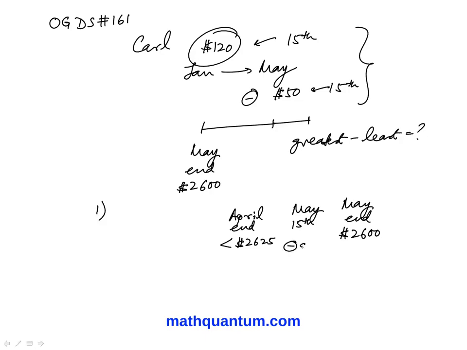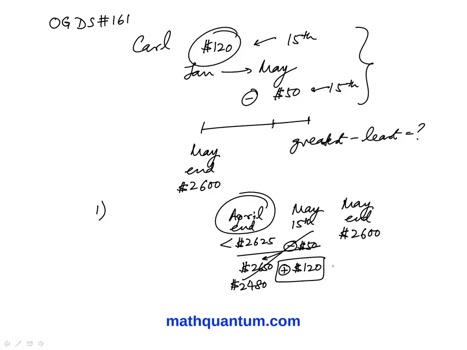If we withdrew $50 here, the balance on April end would have to be $2,650. If there's a deposit made on May 15th, then that balance at the end of April would have to be $2,480. And because we know the constraint is that the balance at the end of April is less than $2,625, this scenario is not possible, which means on May 15th, a deposit of $120 was made.